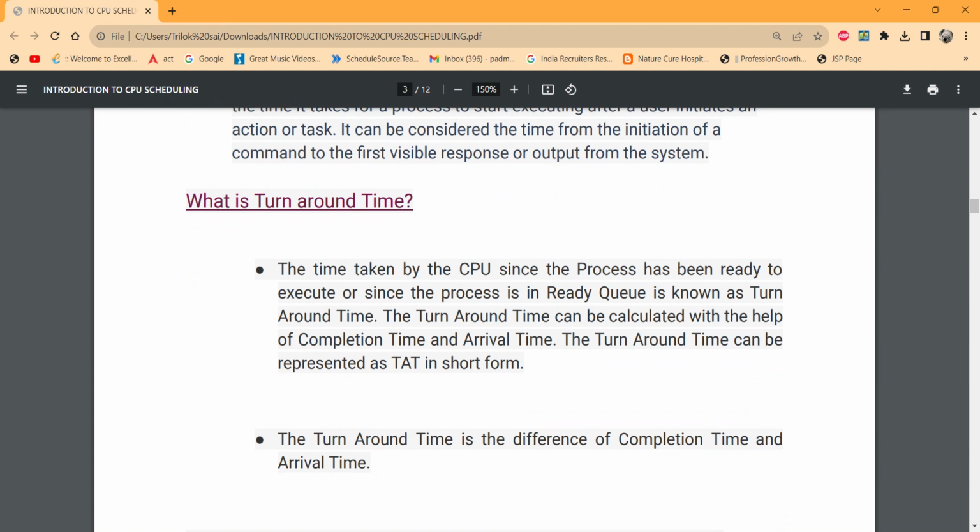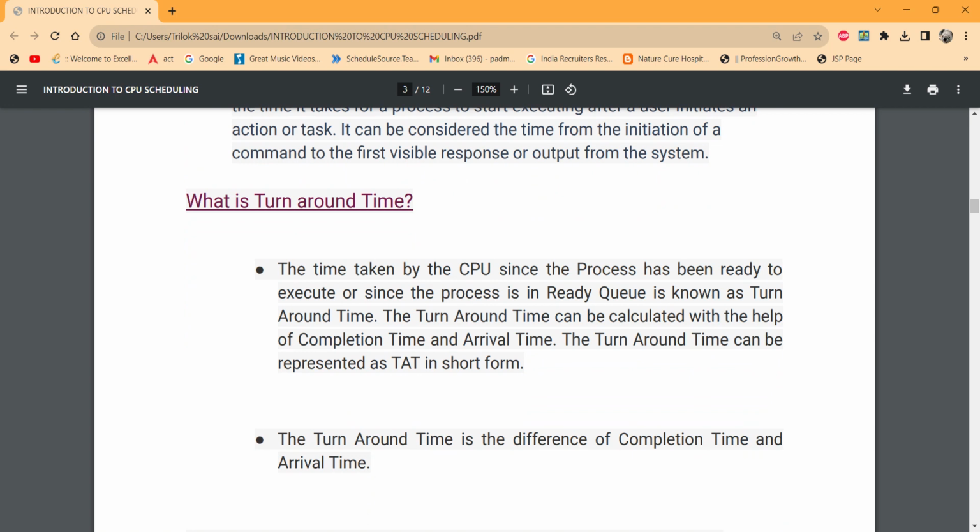What is turnaround time? Now the process is ready. Sir, the process is ready to execute, but the CPU is not ready. The process has come and it is waiting, but the CPU is not ready to work with the process. After how much time will the CPU accept the process request and allocate the resources? That is called turnaround time.